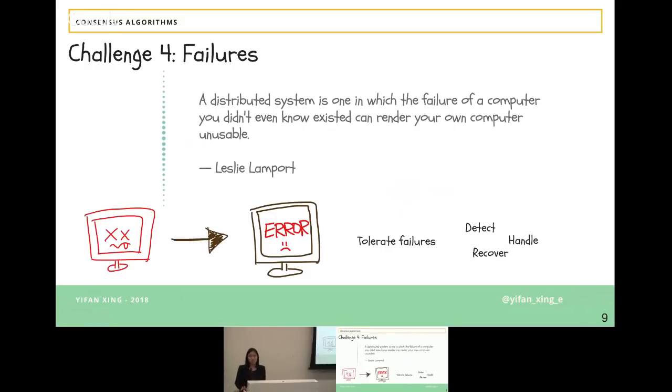Leslie Lamport mentioned that a distributed system is a bunch of machines where some other machine's failure, where you don't even know where that machine is, could cause your own machine to be unusable. So how do we make our machines fault tolerant? And by tolerate, we mean: how do we detect the failures? How do we handle them? How do we recover from them?